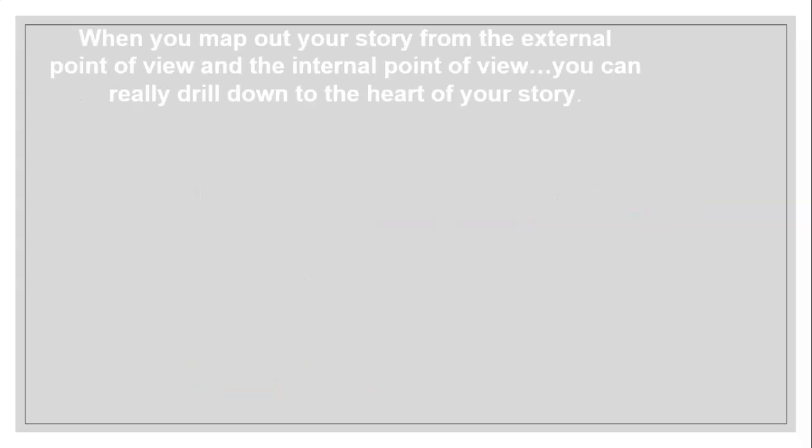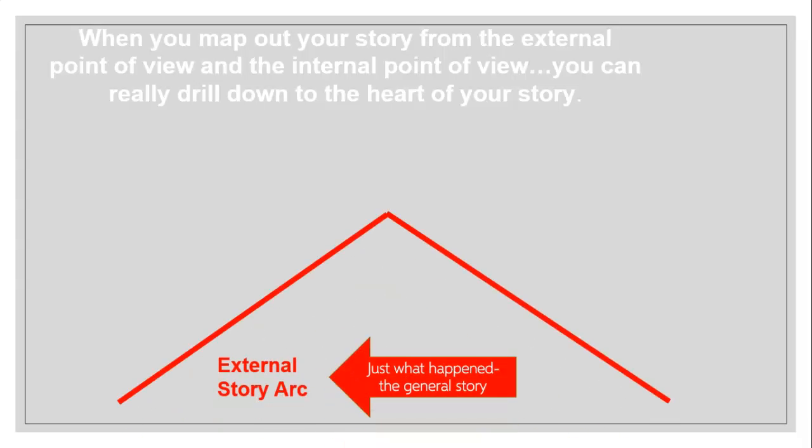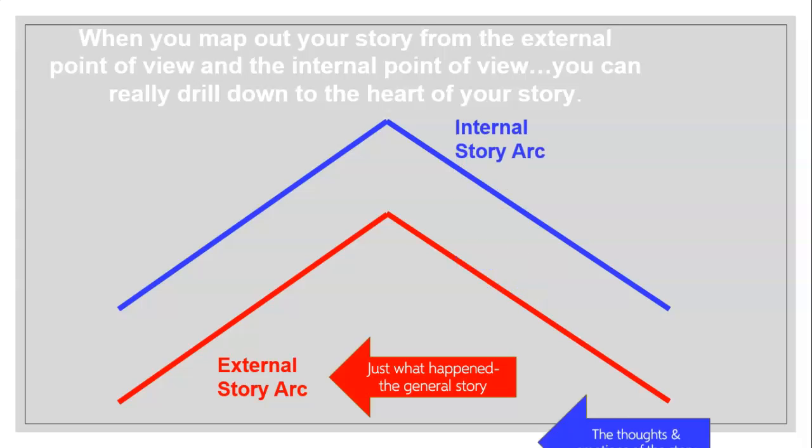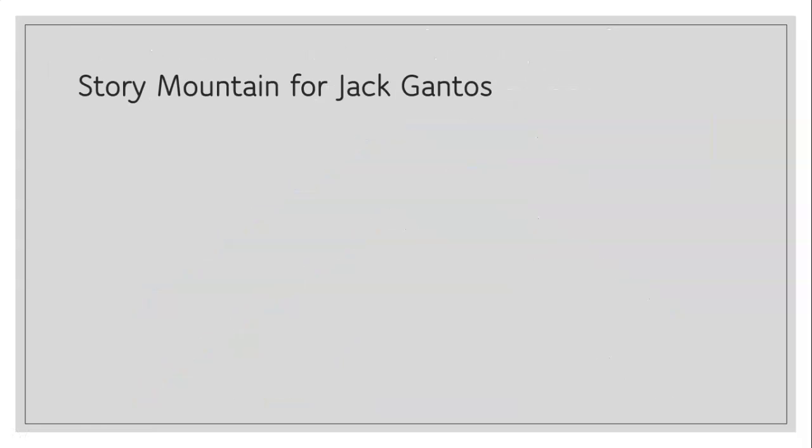So again, you have to start from the external point of view with the external story arc, the literal physical events of what happened. And then you move to the internal story arc, the thoughts and the emotions of the story. You start with the physical actions that happened, and then you think about how did the character think or feel or change as a result of the actions of the story. And that internal story arc will help you come up with the theme or the lesson.